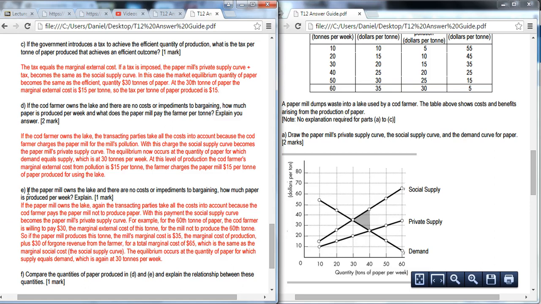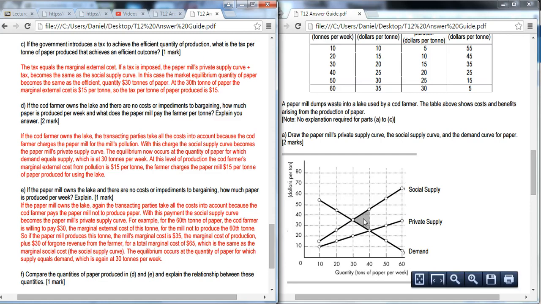Now, in part E, if the paper mill owns the lake, this time you still get 30 tons per week being produced, not 40, still 30 tons per week being produced, but this time it's the farmers who pay. It's the farmers who say, hey, don't make so much. You're not going to make that much profit anyway. How about we pay you what it's going to cost you until we can't afford it anymore, which is going to be at 30 tons per week, right?